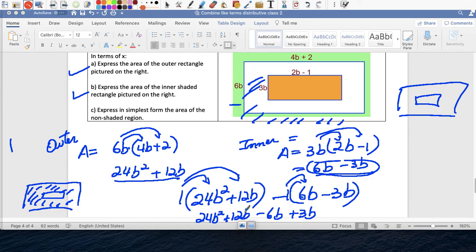So I know I'm running out of room. Can I combine any terms? I can. The 24b squared can't, but 12b minus 6b plus 3b can be combined. So that's going to give me 12b minus 6b is 6b, 6b plus 3b is plus 9b. So the area that's left over is expressed by that particular expression.